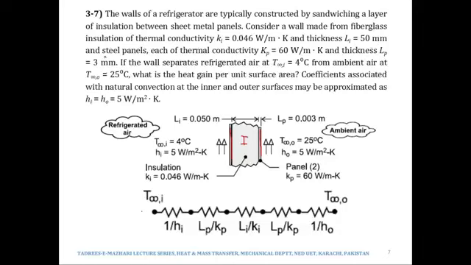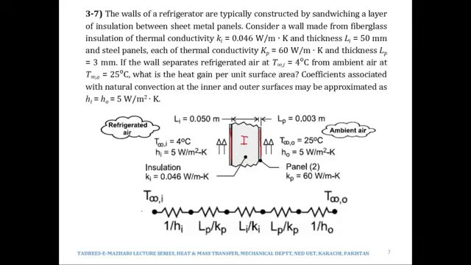and steel panels. So the wall is made from insulation and steel panels that have a thermal conductivity of 60, because steel is a good conductor of heat. But why are we putting the steel panel over here? For the structural stability of the refrigerator, in order to give it some strength. So it has the conductivity of 60 and it has a thickness of 3 millimeters.